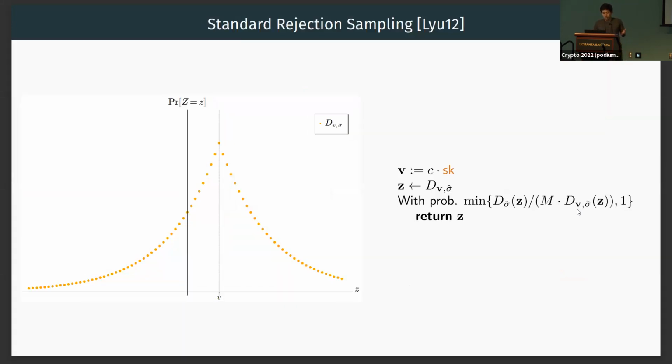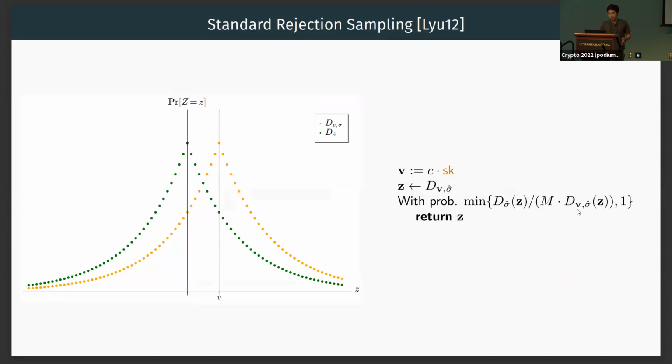So let's recall the standard rejection sampling from Lyubashevsky's paper. As I said, the potential response value Z somewhat depends on the secret key. So this means that you have to perform a rejection sampling algorithm so that the resulting distribution is centered at 0. The resulting Z then looks completely uniform and completely independent of the secret key.